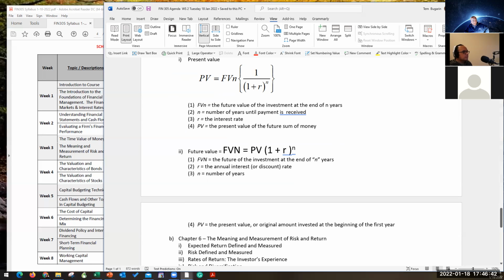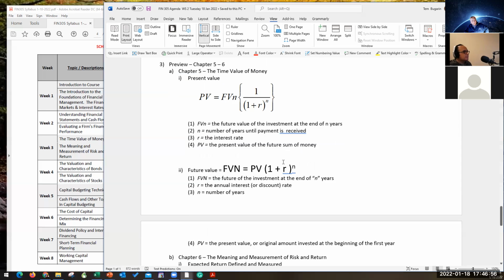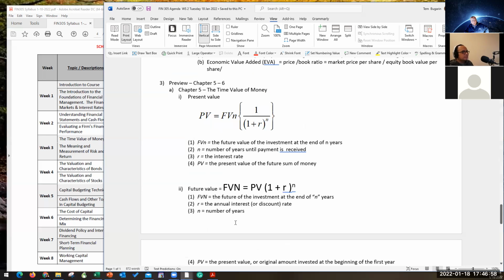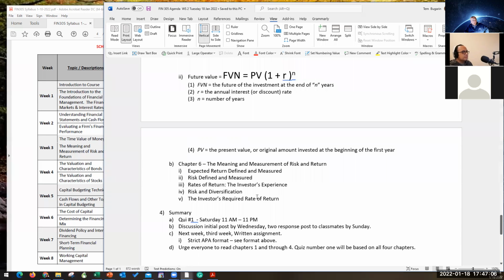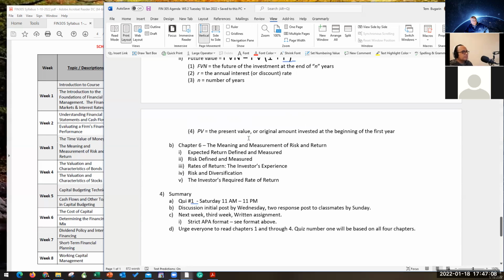Now, if you want to assess the future value, that's the future investment at the end of n number of years. R is the annual interest rate, N is the number of years, and PV is the present value. More often than not, I think most people have been exposed to the time value of money, so I don't anticipate 5 and 6 being very difficult, but that's for week 3.